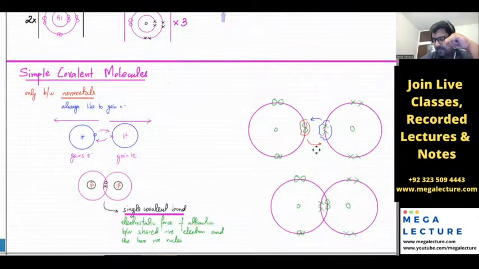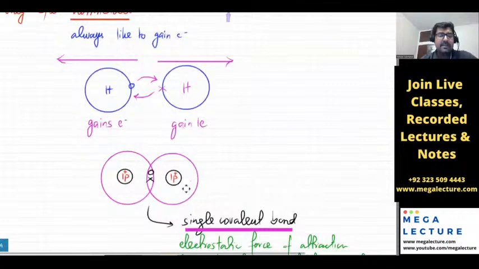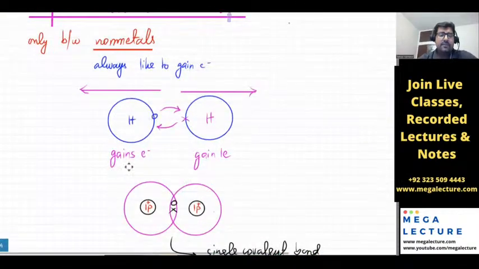अभी हम एग्जांपल्स ही करेंगे. कोवेलेंट बॉन्ड में it was that both of them were non-metals. ठीक है. So hydrogen wanted to gain electrons, the other hydrogen atom also wanted to gain electrons. वो एक दूसरे के electrons को pull कर रहे हैं. One of them is attracting the other's electrons.